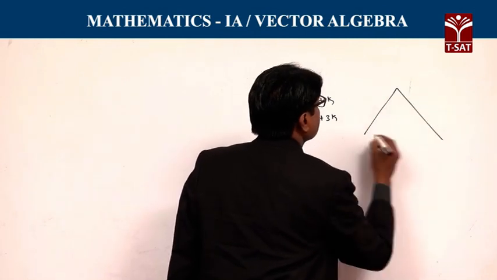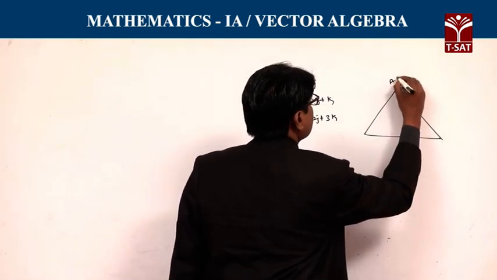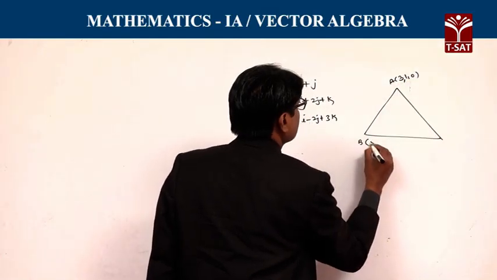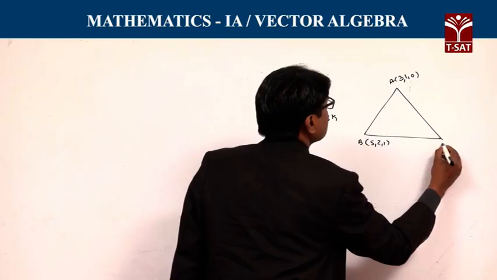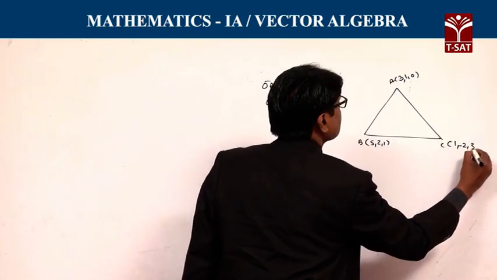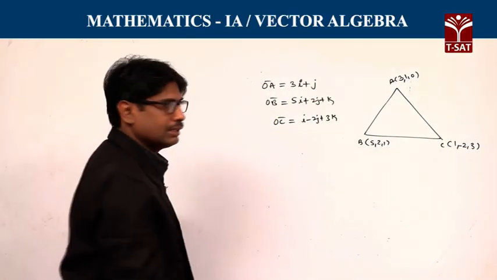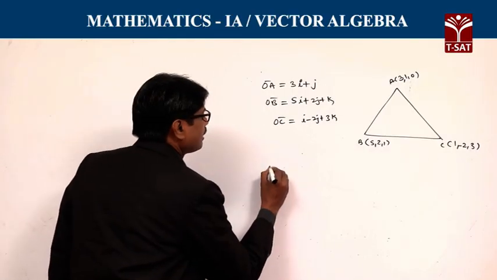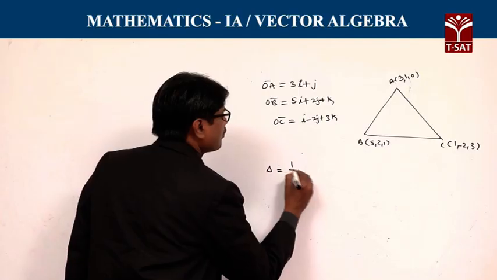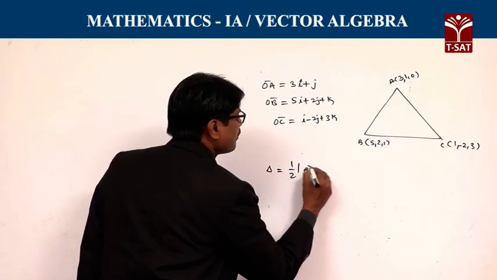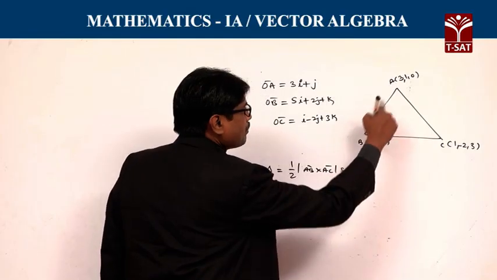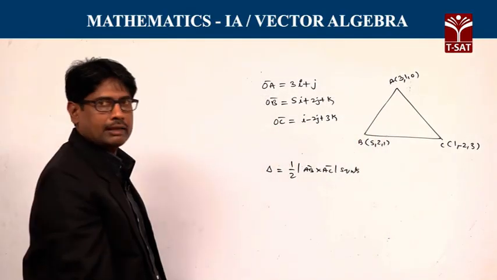A, B, C are the vertices. Given A is equal to (3, 1, 0), B is equal to (5, 2, 1), C is equal to (1, -2, 3), then find the area of the triangle. Just now we have discussed that the area of the triangle, delta, is equal to 1/2 times mod of AB bar cross AC bar square units, where AB bar and AC bar are the adjacent sides of the triangle.